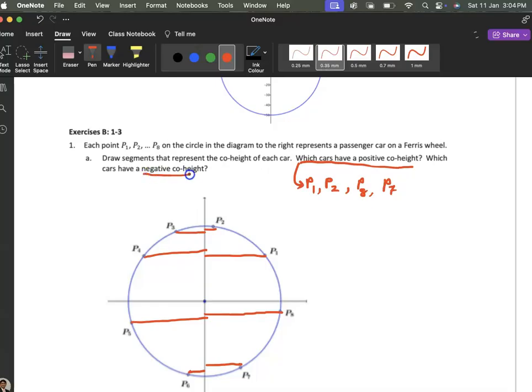Negative co-heights: P3, P4, P5, P6. P5 and P6.